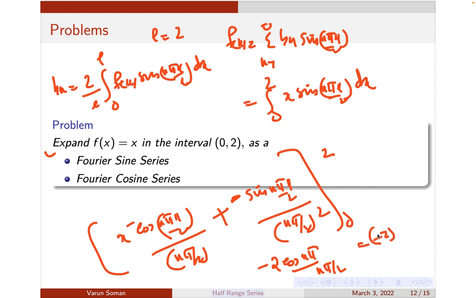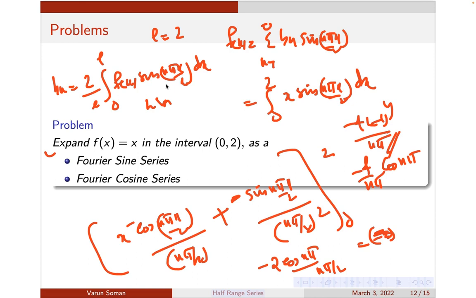You can take 2 top to the numerator here, so it will be minus 4 by n pi cos n pi, or it is minus 4 into minus 1 raised to n by n pi. So that's the value of your bn here. So the sine series will simply be sigma bn sine n pi x by 2.